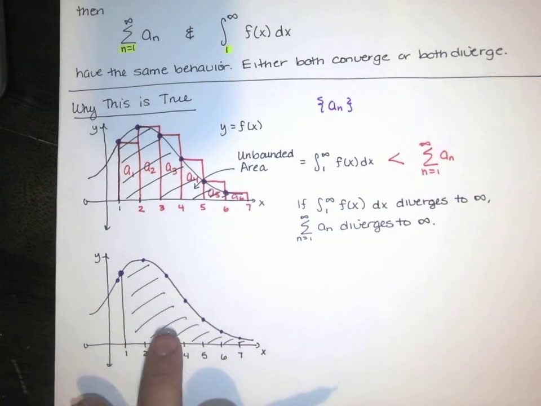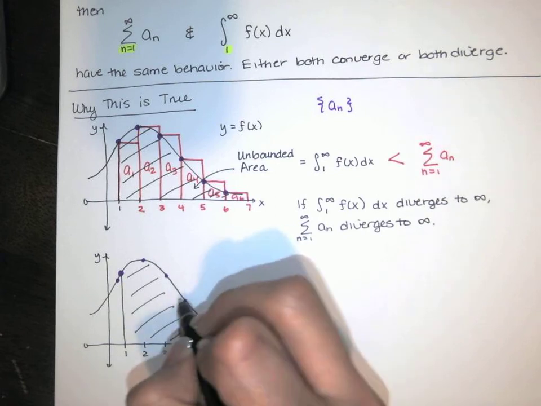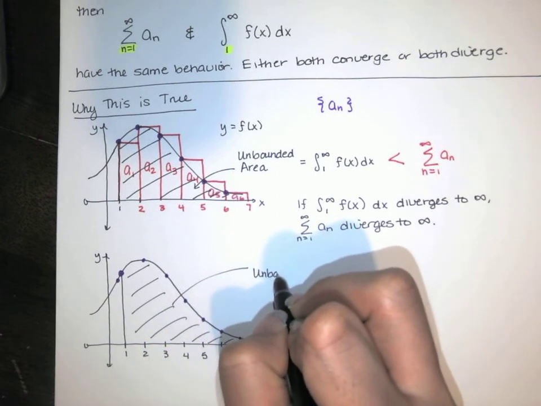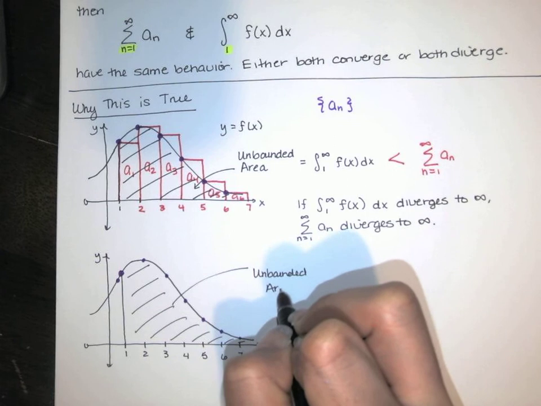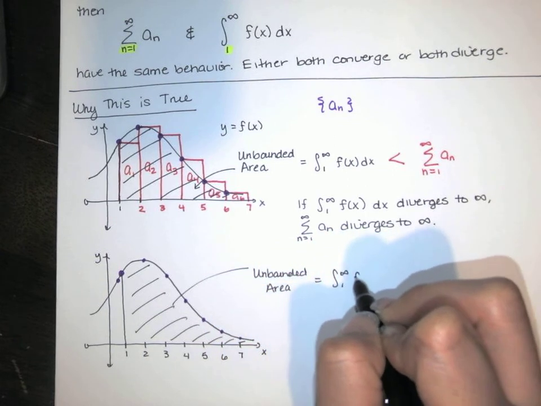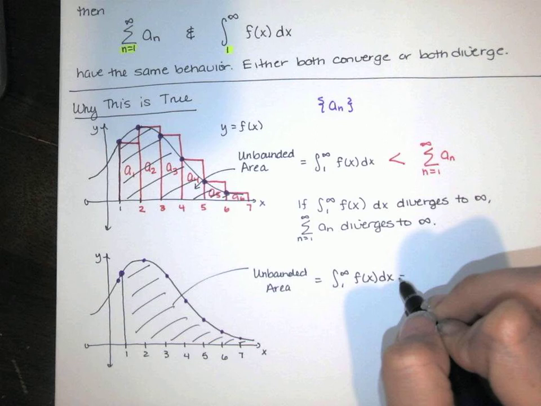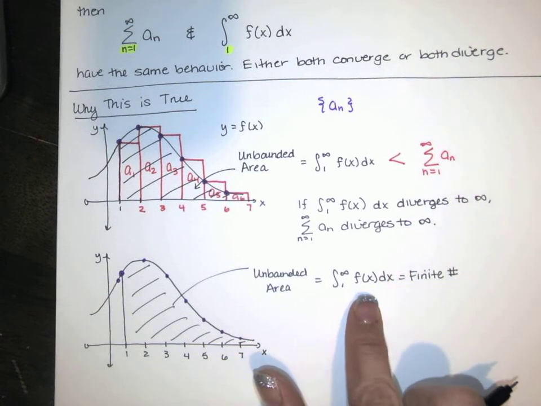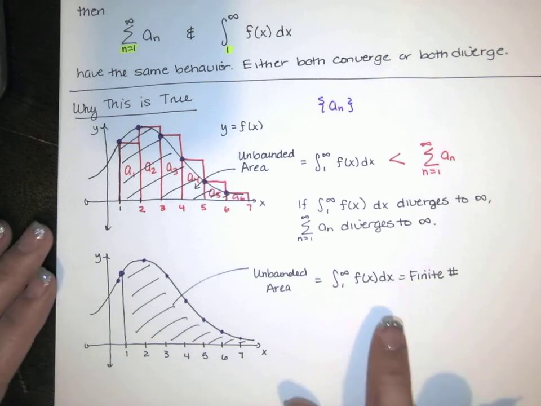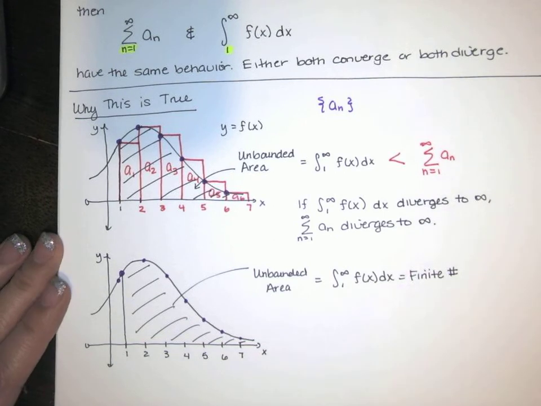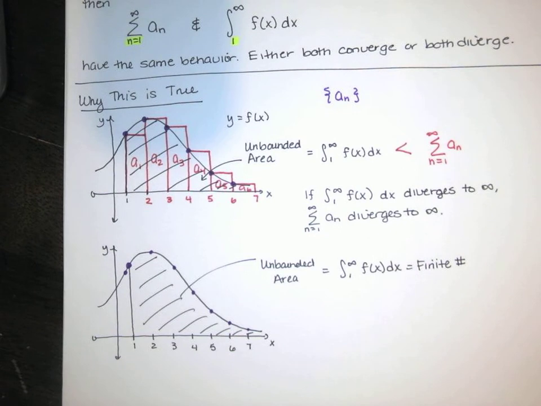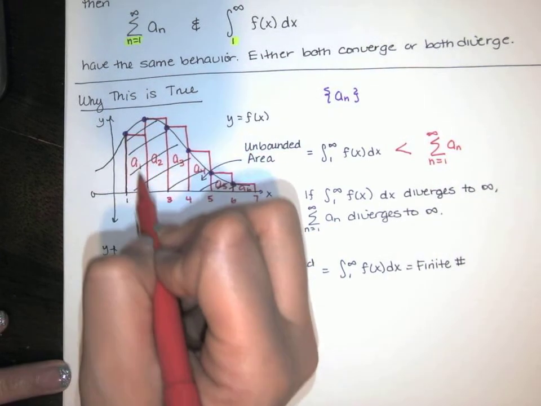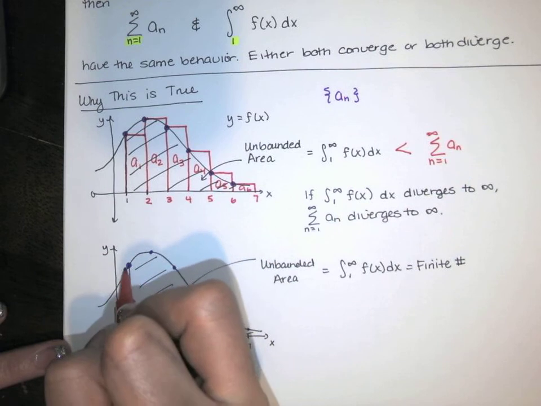Now we want to show that if this area is finite, so you evaluate the integral from 1 to infinity of f of x, and this time, let's say you get a finite number, so that this integral converges to that finite number. We want to show that the summation will also converge to a finite number. One way we can do that is by drawing rectangles as well, but we're going to draw them on the other side. So instead of using the left point of each subinterval, we're going to use the right point of each subinterval.